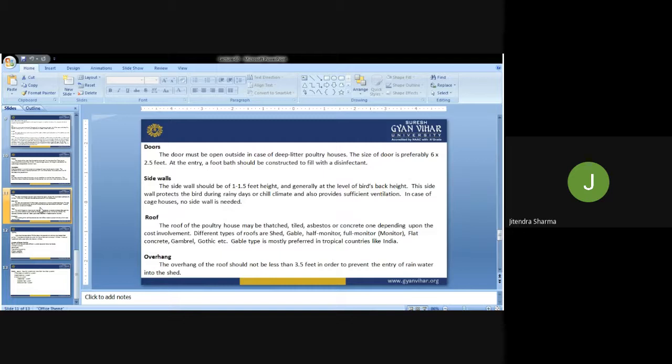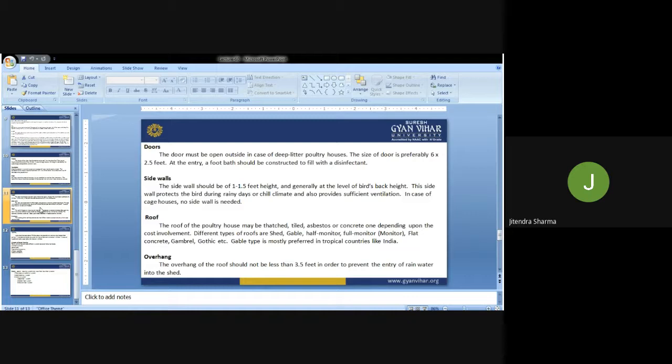Now the doors. The doors must open outside in the case of deep litter poultry houses. The size of the door is preferably 6 by 2.5 feet, which is normal. If we are building the poultry house, we can take 6 to 7 feet for the height and 2.5 to 3.5 feet for the width.